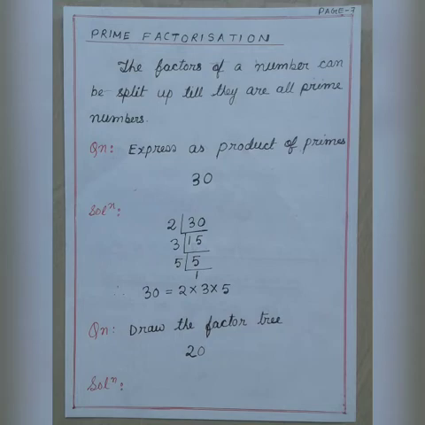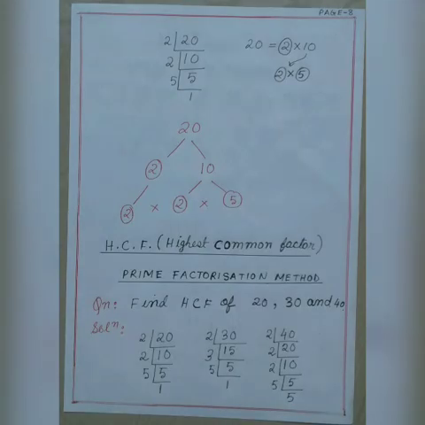The next question is, draw the factor tree of 20. You can see in the slide, if I divide 20 by 2, I get 10. If I divide 10 by 2, I get 5. If I divide 5 by 5, we get 1. So what can I write?